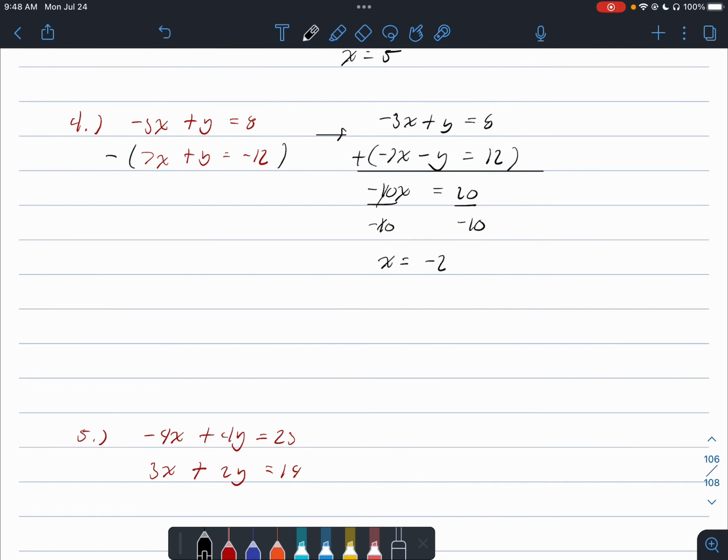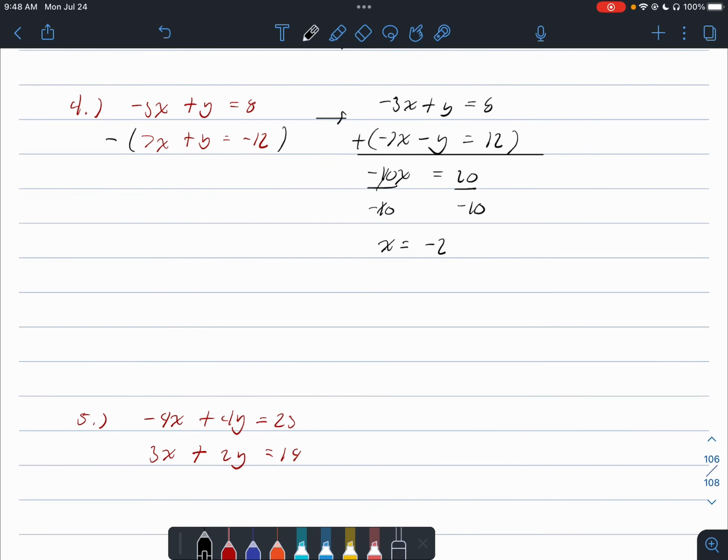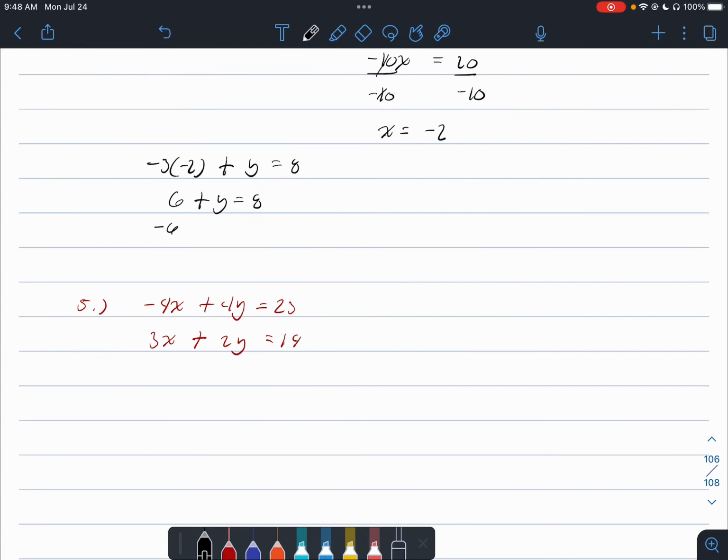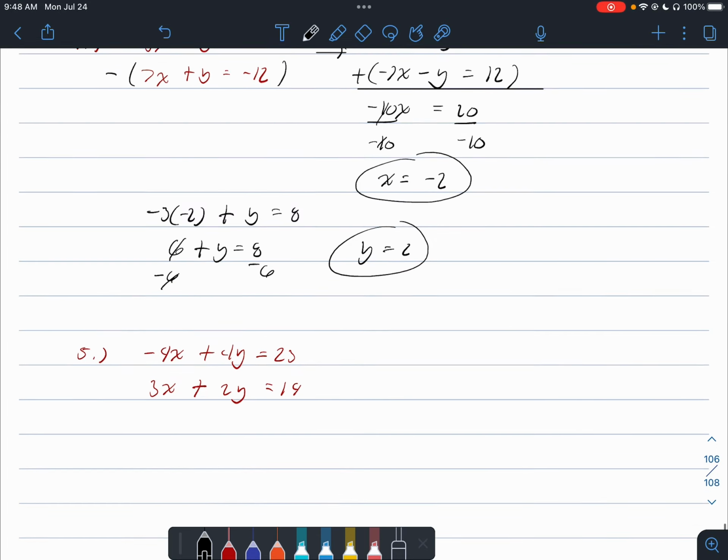And now we can take this x equals negative 2 and plug it into our favorite equation up here. I think in this situation, again, I like the top equation best, so we'll do that. So we have negative 3 times negative 2 plus y equals 8. Or we have 6 plus y equals 8. We can take 6 away from both sides, and we get y equals 2. So if x equals negative 2, y equals positive 2.